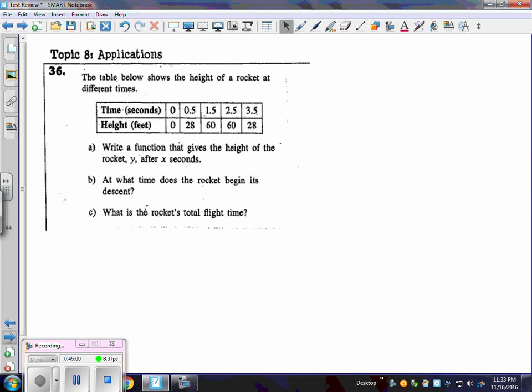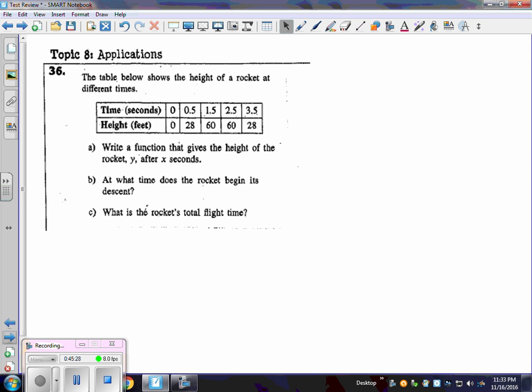Okay, next one. The table below shows the height of a rocket at different times. Now, I know first period and fourth period, you both have this one. Write a function that gives the height of the rocket y after x seconds. So you are going to go to your stat edit. You're going to put in those numbers, 0, 0.5, 1.5, 2.5, 3.5.